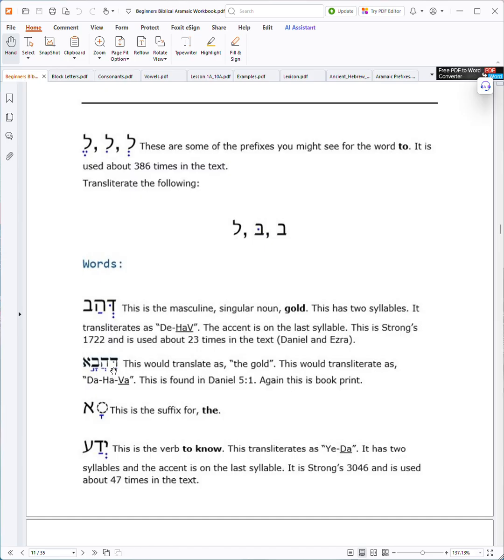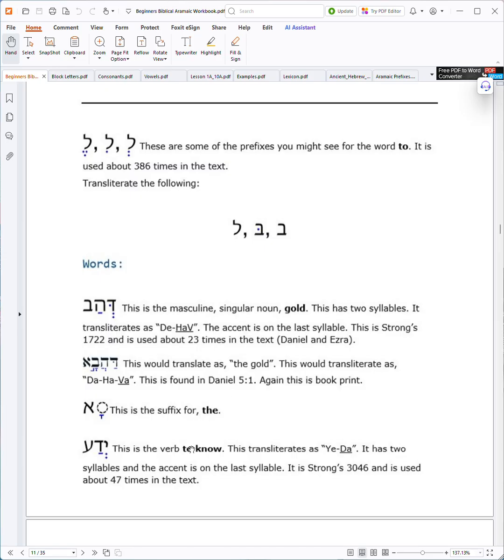Again, this is book print, whereas this is as close as I could get to block print. But this is book print. So this has the qamats aleph at the end, which is the suffix the.